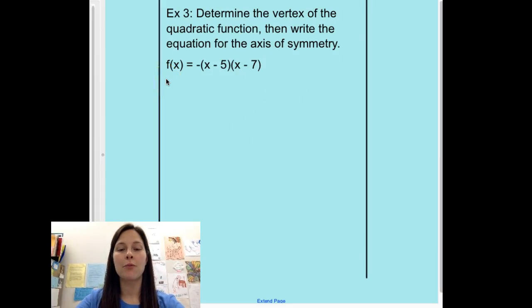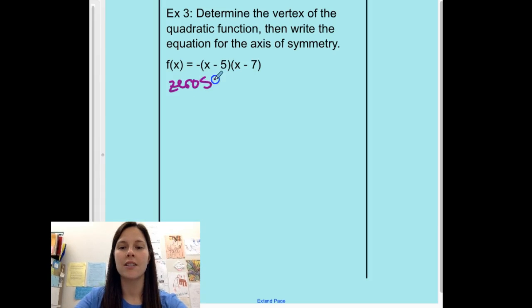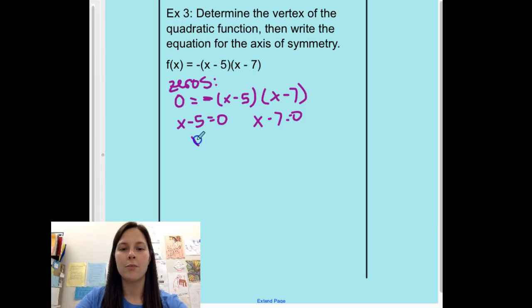Taking a look at example 3, repeating that process, the first thing we need to find are those zeros, or the x-intercepts, or where the function is equal to 0. So even in that f of x notation, we simply replace that with 0. Again, 0 cannot be negative, so we ignore that negative sign. We just set what's in the parentheses equal to 0 and solve each equation. In our first equation we add 5 to both sides, and in our second equation we add 7 to both sides. After we have the zeros, we find the axis of symmetry.